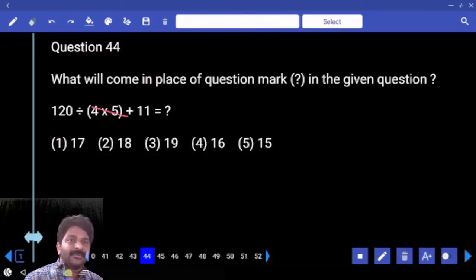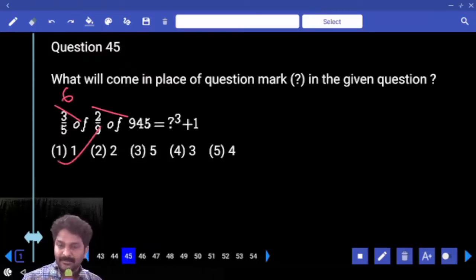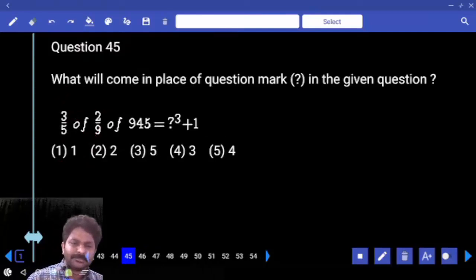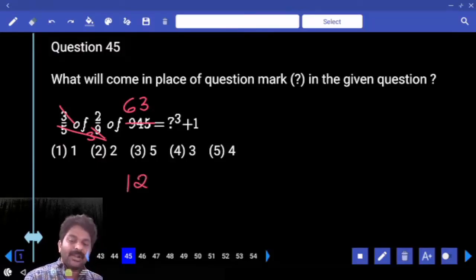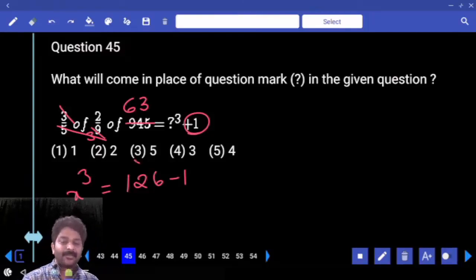4 into 5, 20. How many times? 6 plus 11, 17. 3 times? Come on. 5 into 3? 15, 6 times and again 3 times. 2 into 63, 126. Right hand side number plus 1 will come to the left hand side. So which cube value is 125? 5 cube.